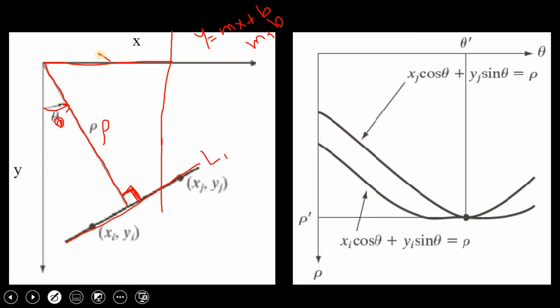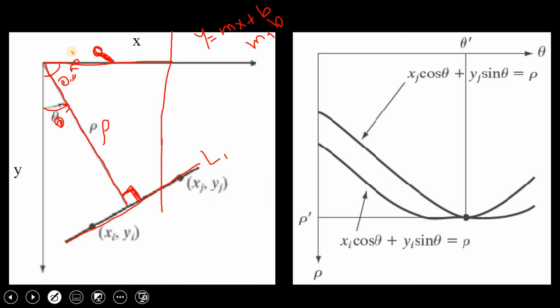So now you note down the value of rho. Rho is not p, it's different. And then you note down the theta. In this case, theta is obviously 90 degrees. So you note down rho, whatever the distance is, and you note down the theta. These two values are enough to draw this line.